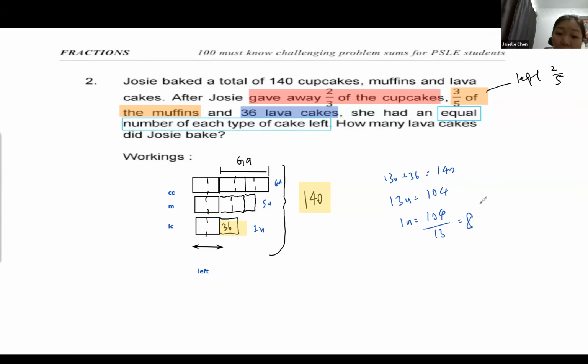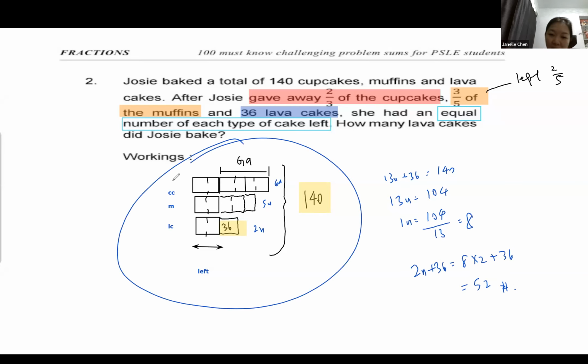Then after we get 1 unit equals 8, we definitely can find how many lava cakes Joseph actually baked, right? So for lava cake, we know that there's 2 units plus 36. So 8 times 2 plus 36. This should give me 52. So this is my answer. Quite easy, right? This will be a 4-mark question, because you need to understand this thing, then you can start.